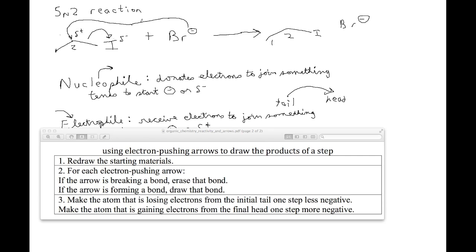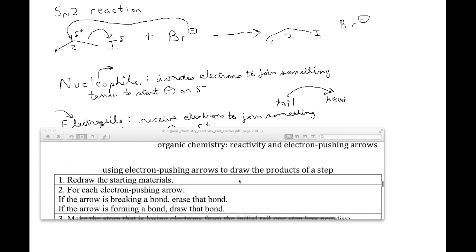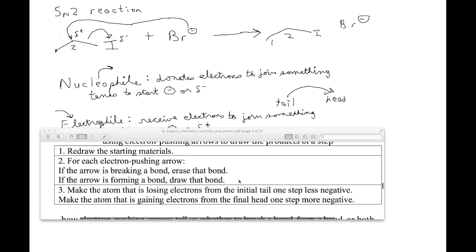Just to make a bond. How would you tell if it was telling you to break a bond? That's the next little table. You're only going to break a bond when the tail is on a bond. You break a bond when the tail is on a bond, but this tail is on the negative formal charge, so we're not breaking a bond. So this arrow is only forming a bond.